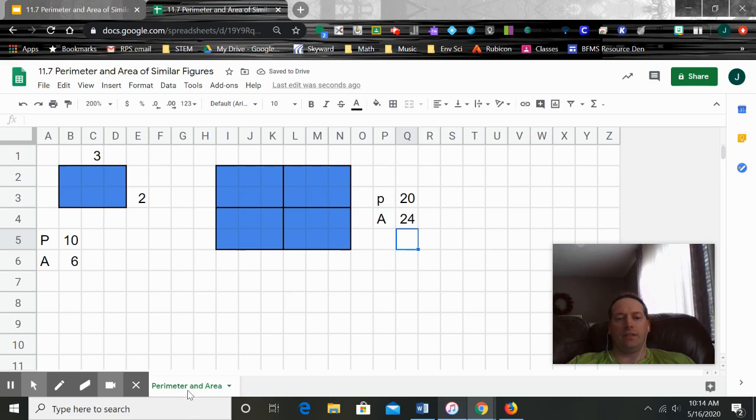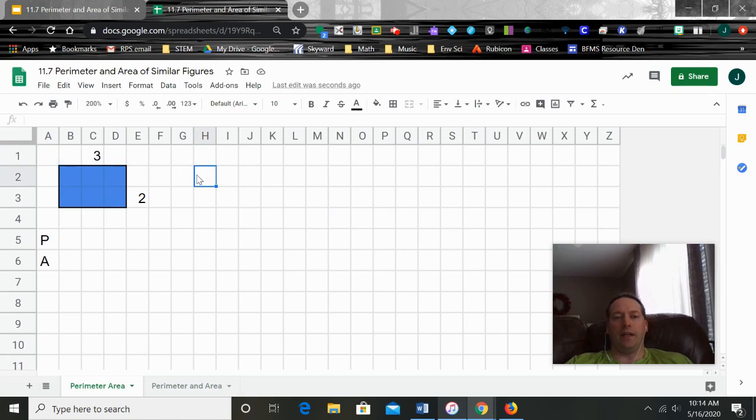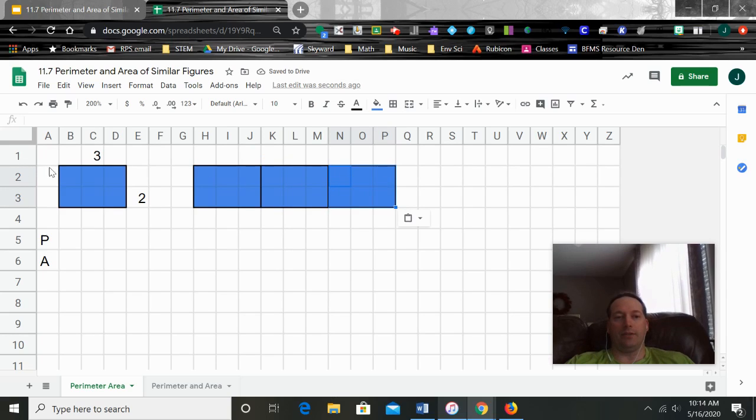Okay. So let's try another one, right? This time, instead of multiplying length and width by 2, let's do length and width by 3. So there's 1, 2, 3. So I tripled the length, right? So it's 3. Now it's 3 plus 3 plus 3 or 9. Now I need to triple the width, right? Because remember, we have to do it to both directions. Otherwise, it's not going to be similar.